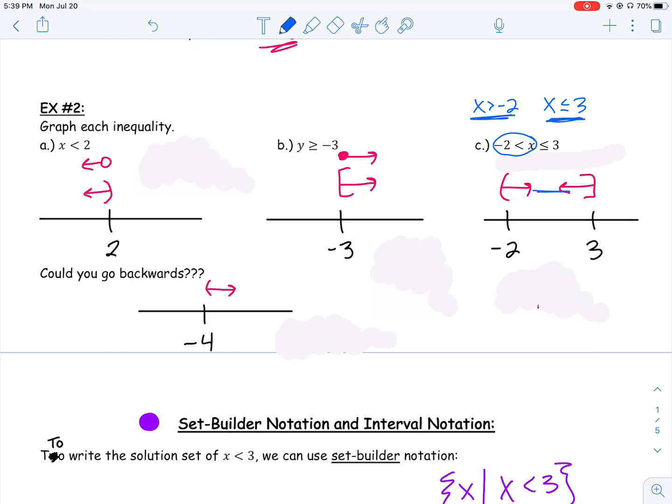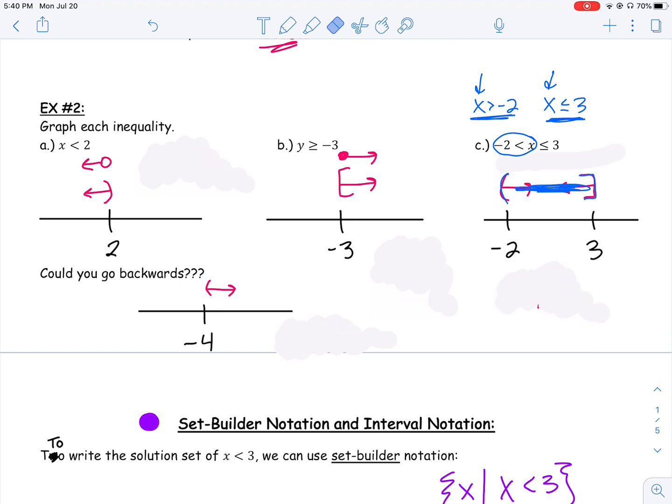And so what that means is any number in between here should work. I can include 3, I can include -2, but any number in between, including 3, should work in that inequality. Pick a number. I don't know, 0. Is 0 greater than -2? Yep. And is 0 also less than or equal to 3? Yep. So 0 works in both of them. Any number in between, including 3, should work.